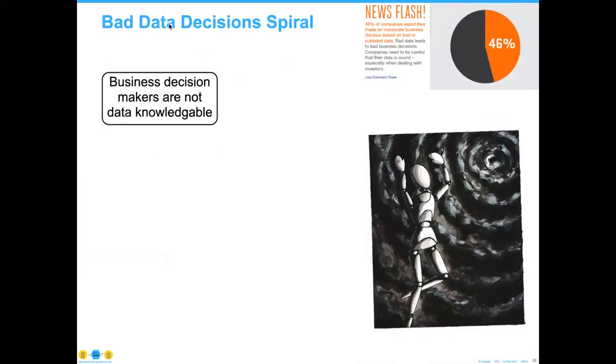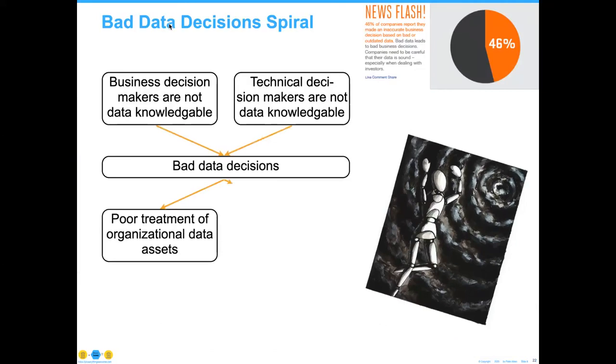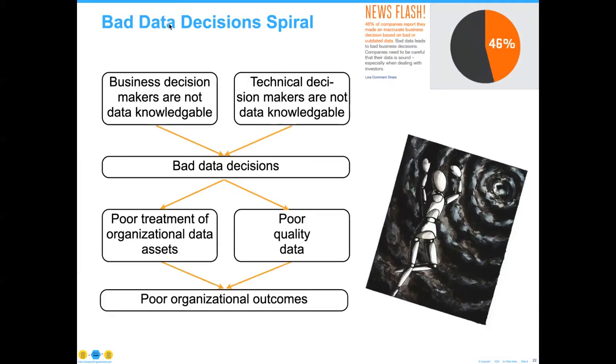But if we don't fix this, if business decision makers continue to not be data knowledgeable and technical decision makers continue to not be data knowledgeable, we will not be able to stop the too many bad data decisions that keep occurring in our organizations respectively. These bad decisions about data lead to poor treatment of organizational assets and poor data quality, which lead to poor organizational outcomes. Unfortunately, something else usually gets blamed other than the data.